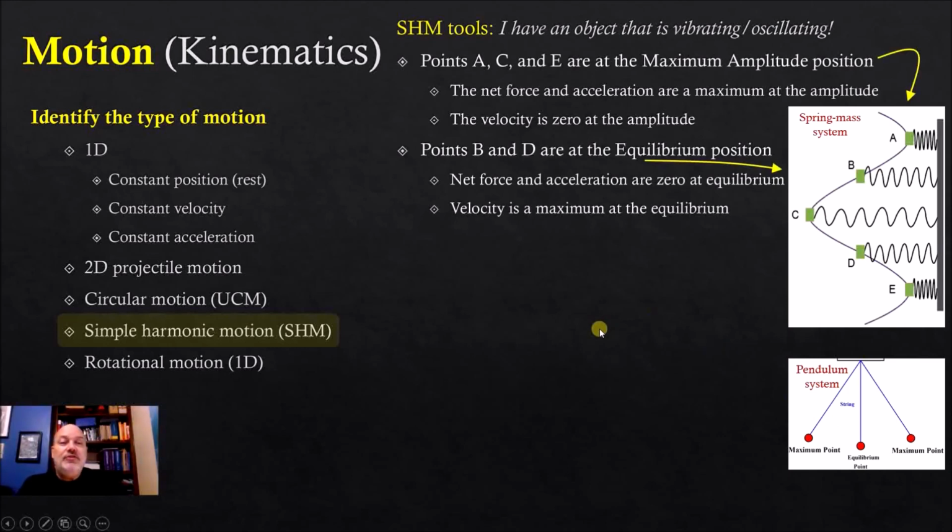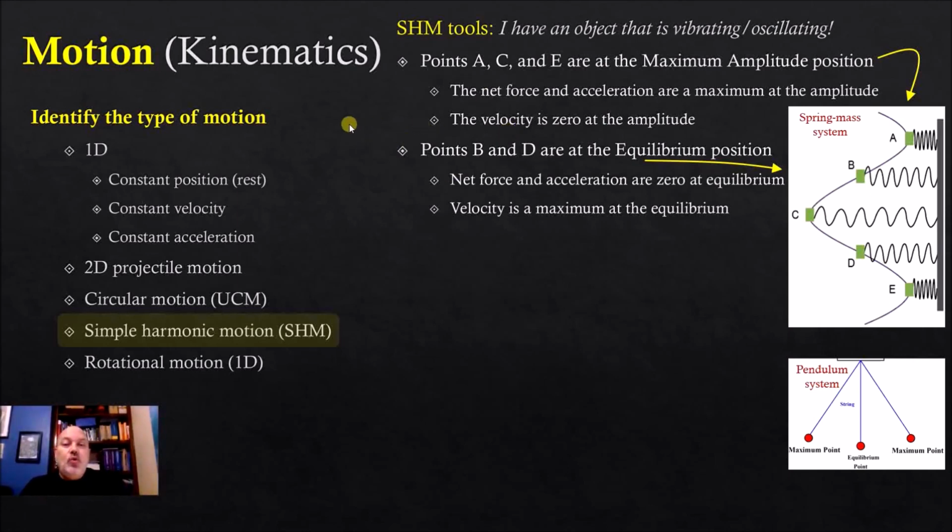So here are the key things that we need to know about these points. You have to identify that at the maximum amplitude, which would be points A, C, and E, where A and E are max to the right and C is max to the left, the net force is at its greatest amount because the spring is pushing or pulling the most. And therefore, we have our maximum acceleration at that point because the force is the greatest there. This is our max amplitude position. Now, at the max amplitude position, the velocity will be zero because it has gone back and forth, and when it's at the end, it's stopped. All right?